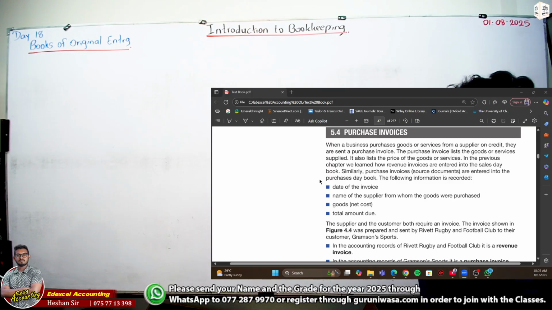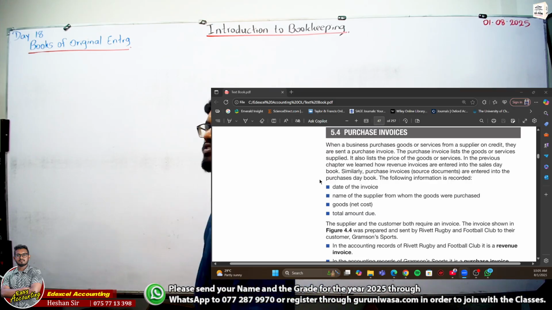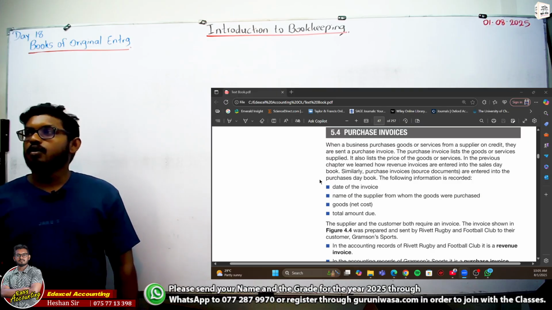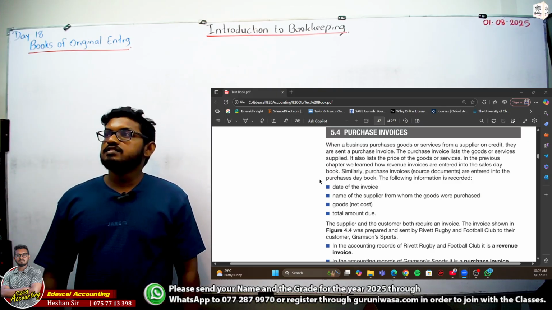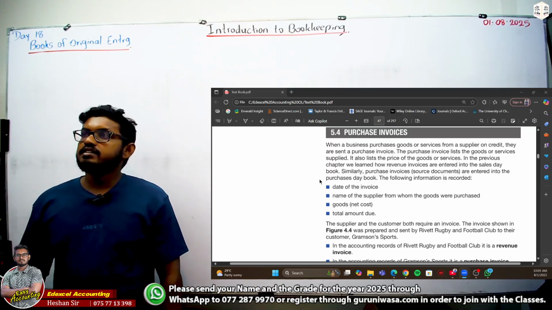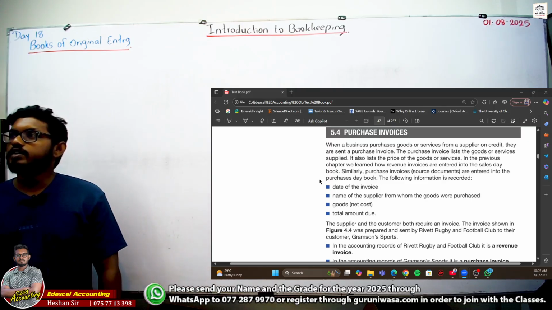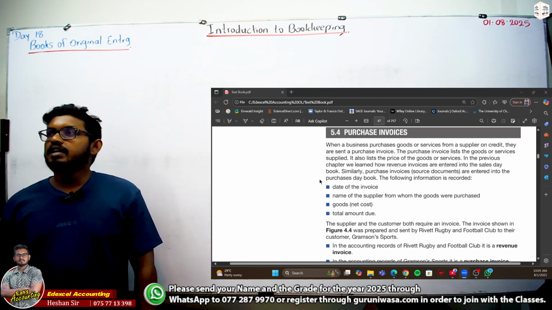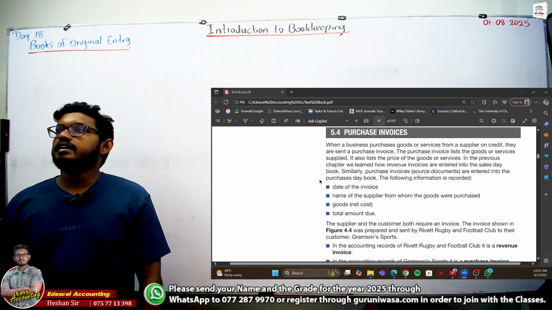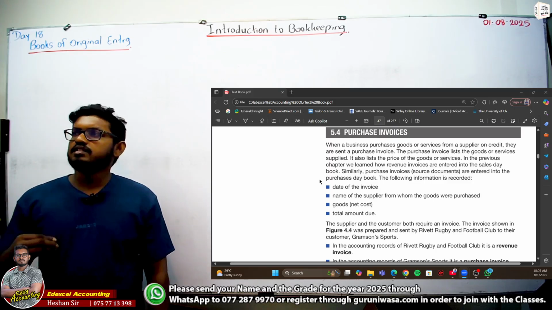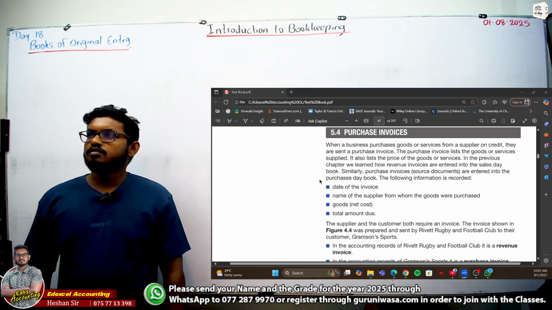Okay. When a business purchases goods or services from a supplier on credit, they are sent a purchase invoice. The purchase invoice lists the goods or services supplied. It also lists the price of the goods or services. In the various chapters, we learn how revenue invoices are entered in the sales day book. Similarly, purchase invoices are entered into the purchase day book. The following information is recorded. See what the things are in the purchase invoice.